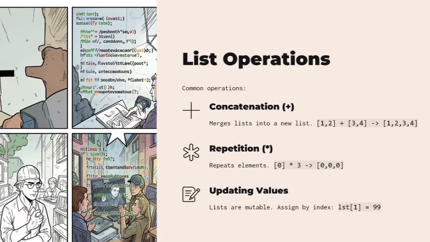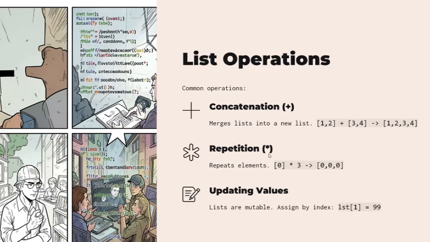Okay, now let's understand common list operations. The main operations are concatenation, repetition, and updating values. List concatenation means joining two lists. We use the plus operator, and it merges the lists into a new list. Here is the example you can see.